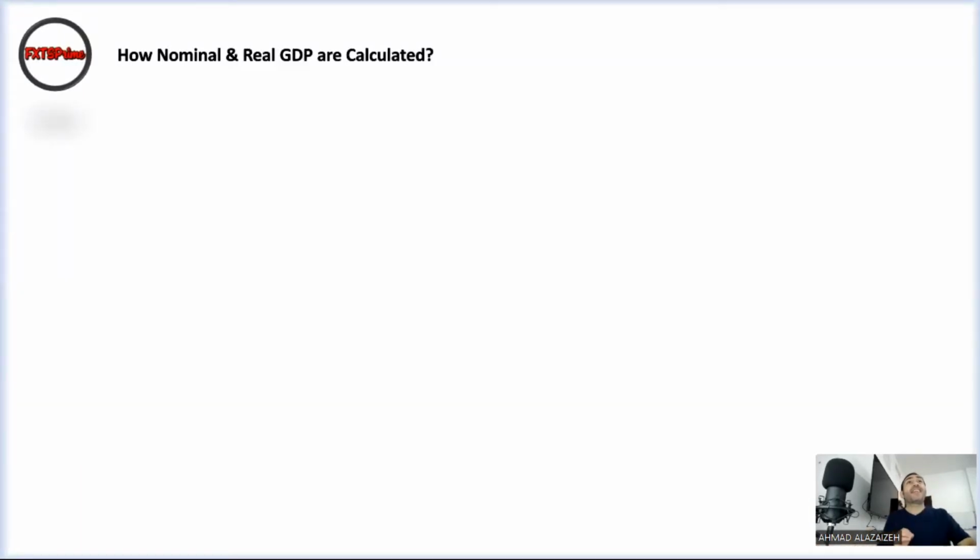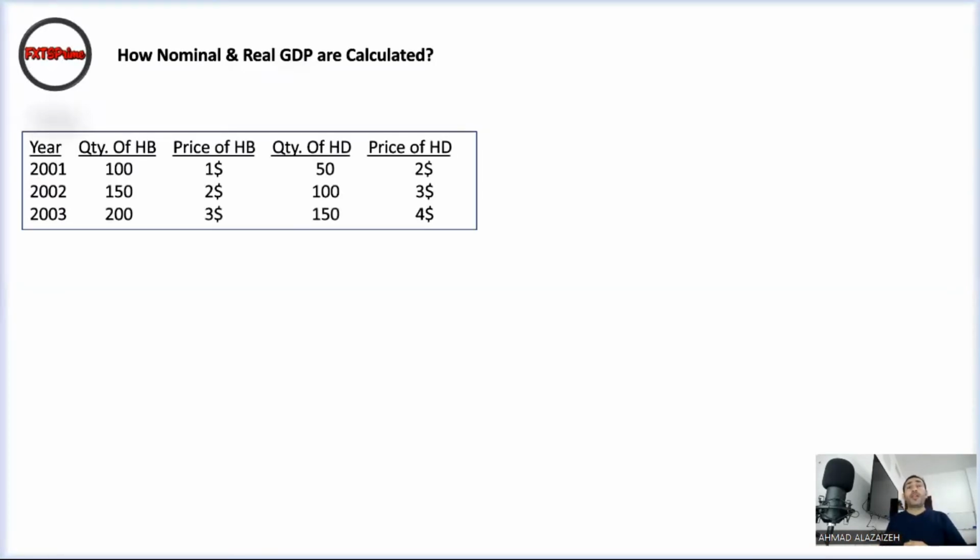Now let's understand how nominal and real GDP are calculated. So I'm going to give you some numbers. So I'm going to give you year, and in the year I'm going to put 2001, 2002, and 2003. And let's think about only two products. Okay, two products. We don't want cars, we don't want factories, we don't want engines, we don't want aircraft, we don't want anything. We want to have two simple products: hamburger and hot dog.